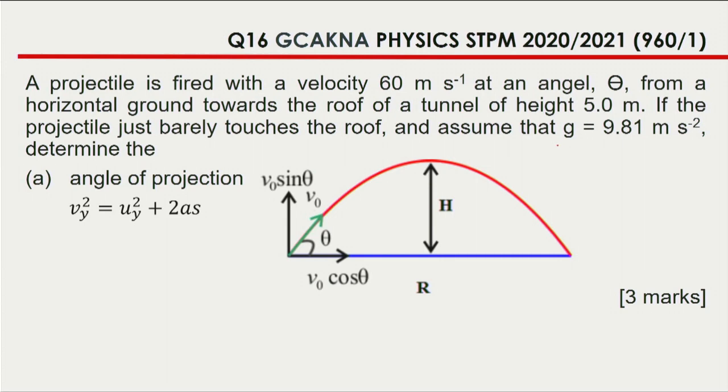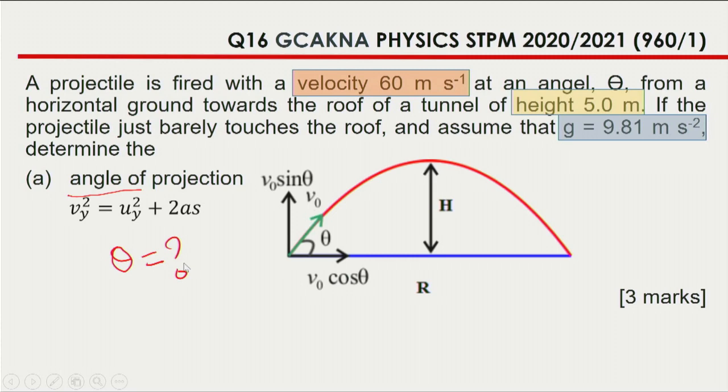After we read the question, we highlight all the information given. First, velocity 60 meters per second. Next, height 5 meters. And the other known value is g, 9.81 m s^-2. So we have three known values. The unknown value is the angle of projection, so we write the symbol and put a question mark. This is what we want.